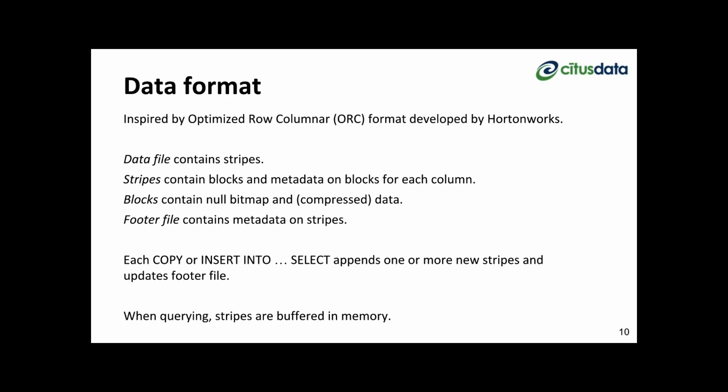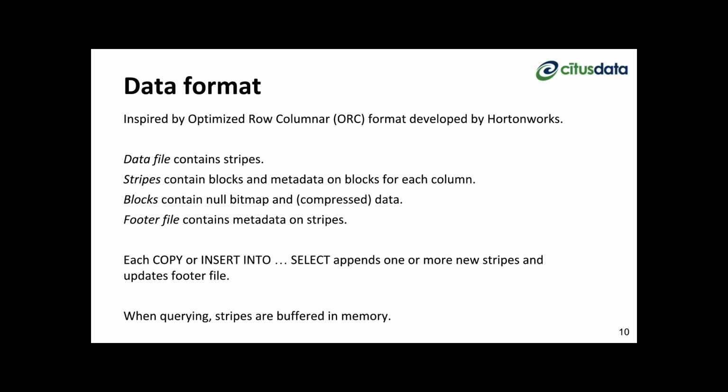Now, the data format used by CStore is inspired by the optimized row columnar format that was developed by Facebook and Hortonworks. There are a few concepts that are relevant to know about if you're trying to tune CStore. Basically, CStore stores tables in 2 files: one is the data file and one is the footer file. The data file contains what we call stripes, which are blocks of ranges of data. Stripes contain blocks and metadata on blocks for each column, and I'll get into more examples of this. A block contains a null bitmap and then the actual data in possibly compressed form.